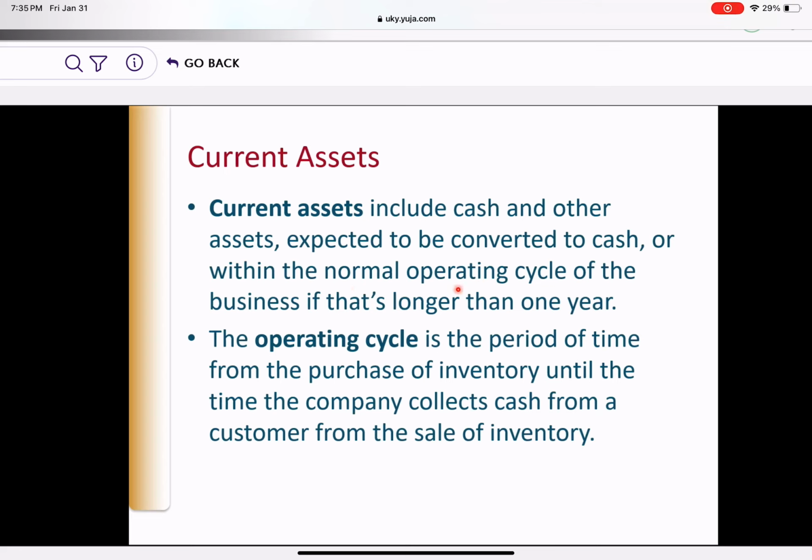For example, in our cases, we're not going to worry about it, but a defense contractor or a construction company, their operating cycle may be 2 or 3 years by the time they actually close on a job, have it completed, and then get paid for it, especially with defense contracts. And that's why we define the operating cycle here. It's the period of time from when you purchase the inventory until you sell the item and collect the cash from the customer from the sale of that inventory. And sometimes if you're a home builder, that obviously is longer than the 1-year period.